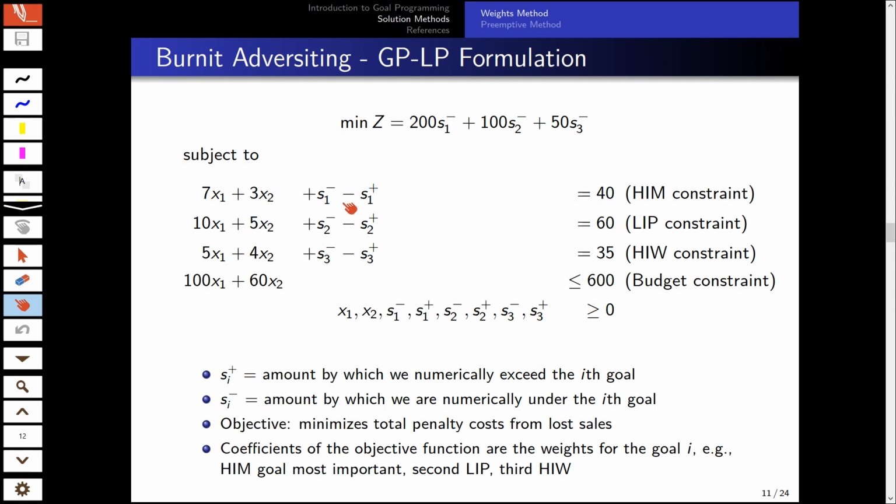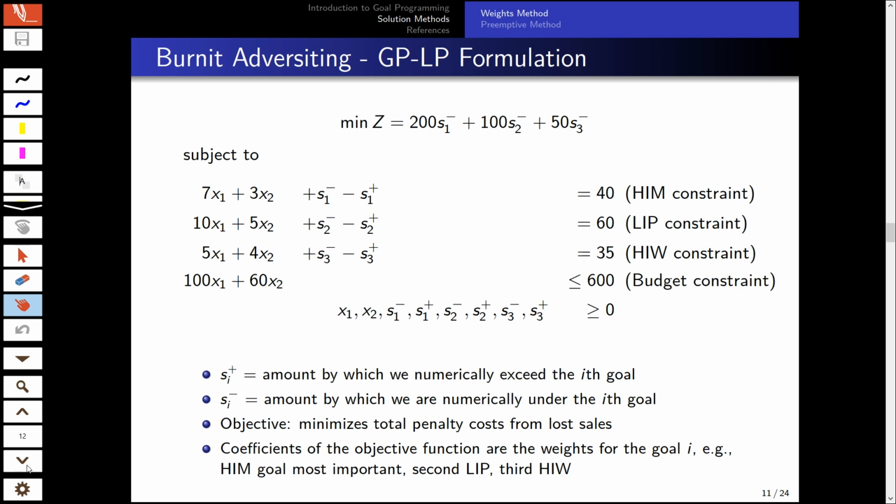So this is the flexibility that we introduce for each and every constraint. And as you can see here, for the budget constraint we don't introduce a goal, because that is the budget that the company wants to spend, and not more.